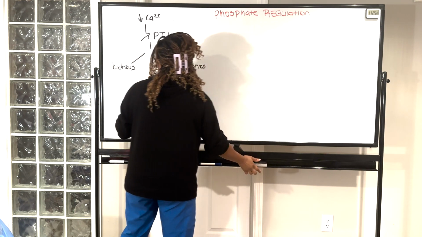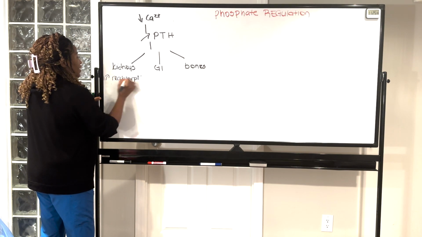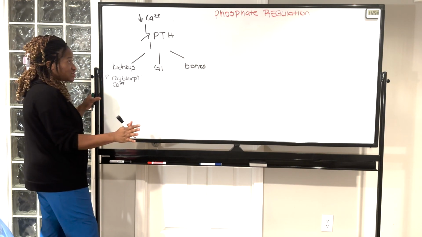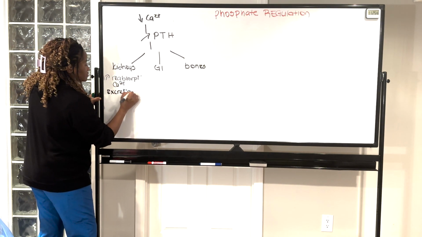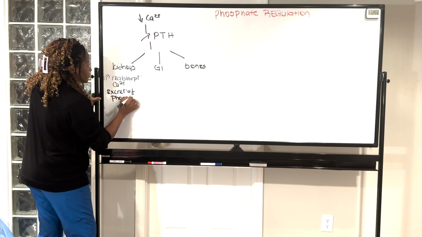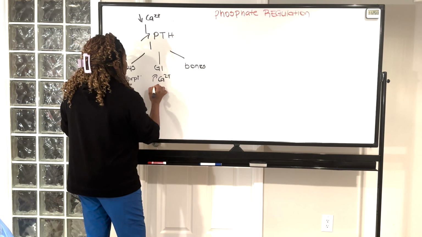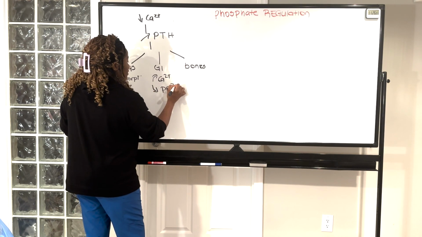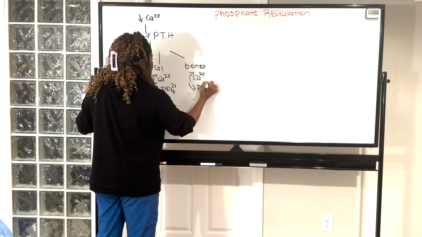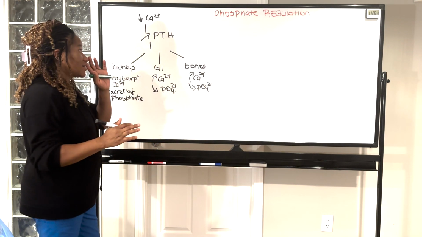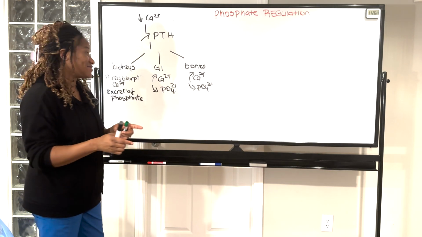Now let's go back here. So on the kidney, the parathyroid is going to increase the reabsorption of calcium and favor the excretion of phosphate. Remember, phosphate trash hormone. So in the GI tract, same thing, favor the reabsorption of calcium and decrease the level of phosphate. In the bone, it's going to be the same thing, favor the reabsorption of calcium and decrease the level of phosphate. I spoke about all this in my calcium regulation video, so please check out that video if you haven't.